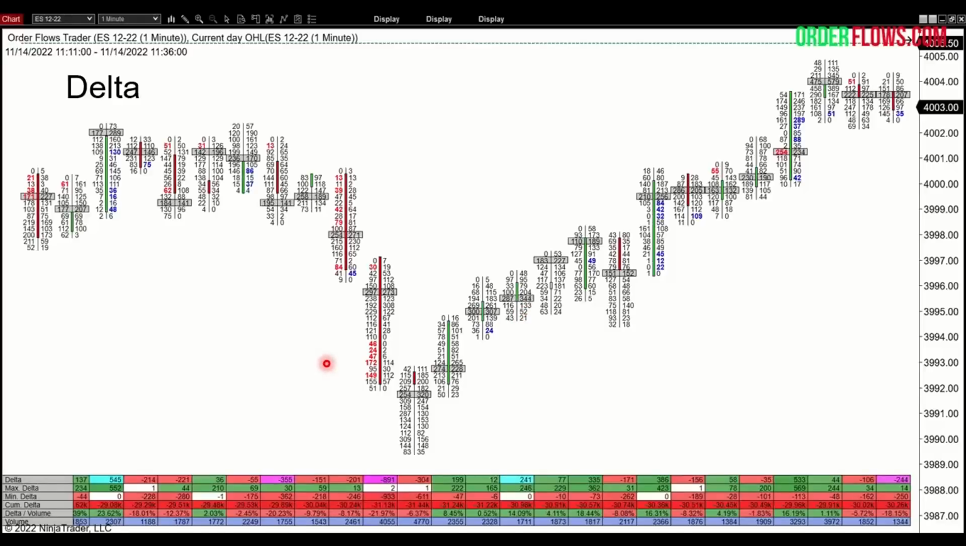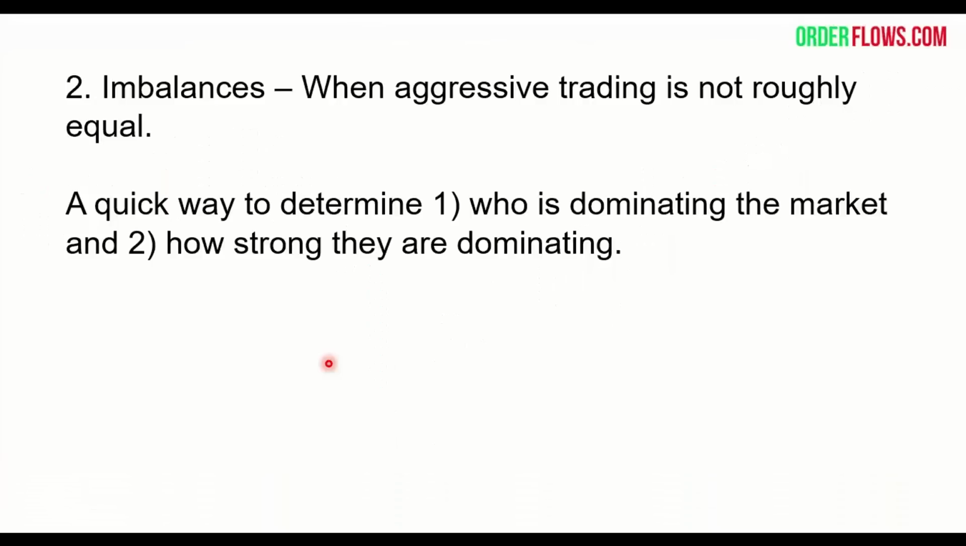So that's the delta, right? You're measuring the net difference in aggressive trading taking place in a bar. Now, imbalances is when the aggressive trading, what's trading in a two-way auction, is not roughly equal. I chose that word, roughly, specifically, because trading is never as simple as people in the academic world think of it: every buyer has a seller. Well, yeah, but you're not really looking at buyers and sellers. You're looking at aggressive buyers and aggressive sellers, and more or less they are roughly equal most of the time.